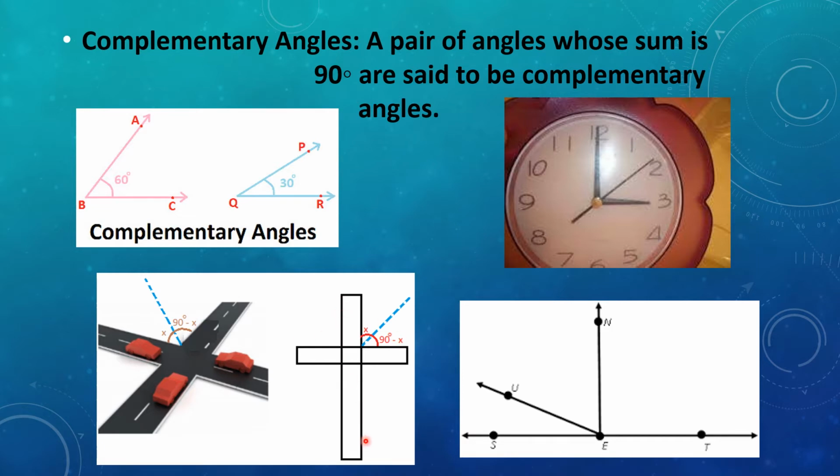Here you can see the across. When I take x as 15, the second measure would be 90 minus 15. It would be 75. So these angles would be complementary angles.